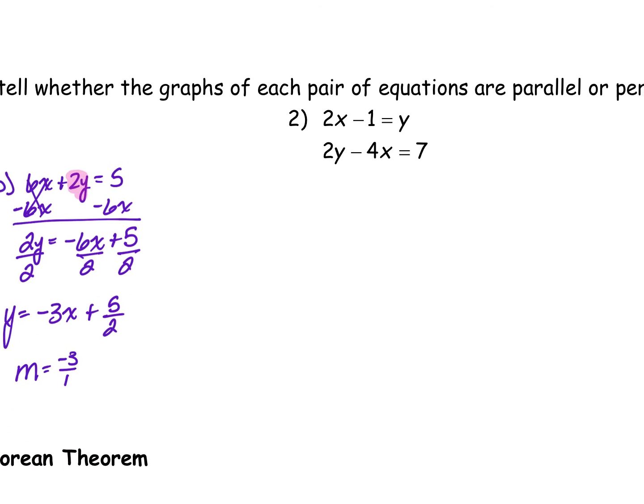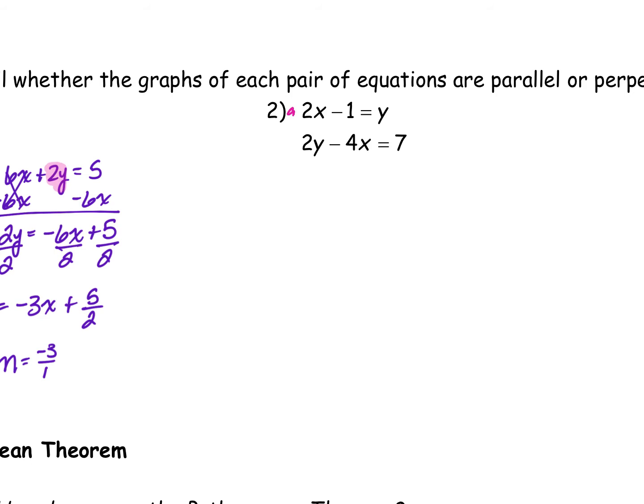Okay, we're going to do the same thing, right? So I've got A and I've got B. So A is 2x minus 1 equals y. Is the y by itself? Yes. Yeah. I don't care if it's on the other side of the equation. It's by itself, right? So I don't have to do anything to it. So what's my slope? 2. Awesome. 2 over 1. Beautiful. Doesn't matter where the y is, it's by itself, right? B.